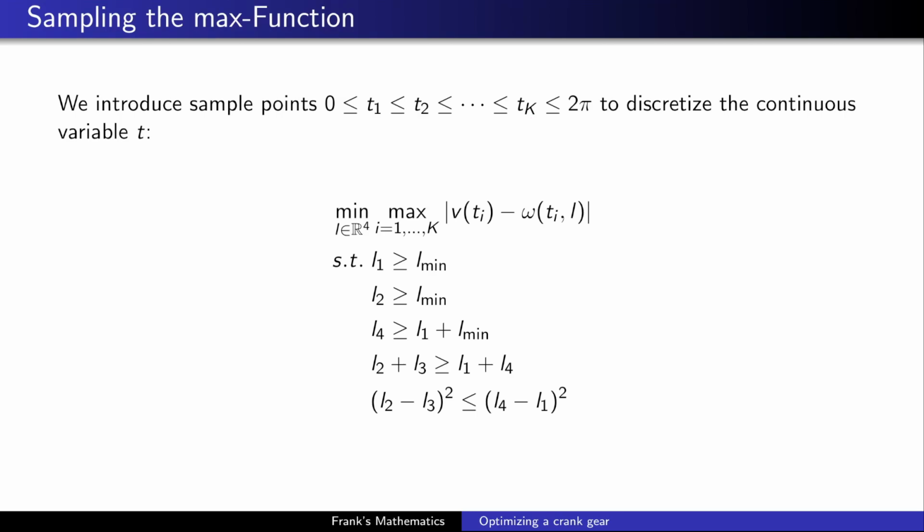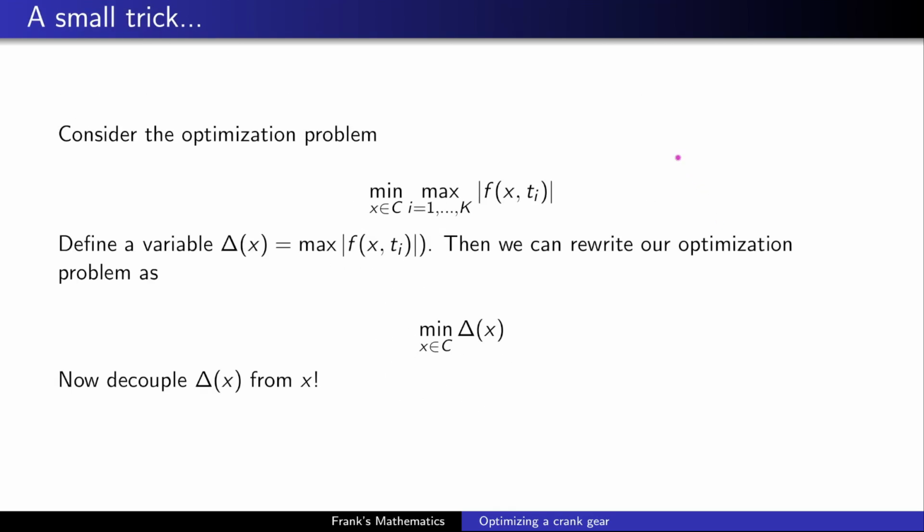But let's talk about how to get rid of this min-max problem here. In the following slides, I want to show you a trick which is commonly used to get rid of some maximum terms. And to introduce this trick, we consider the following optimization problem. Again, it's a min-max problem. We're minimizing over some set, the variable is called x, and we're maximizing over some sample points here.